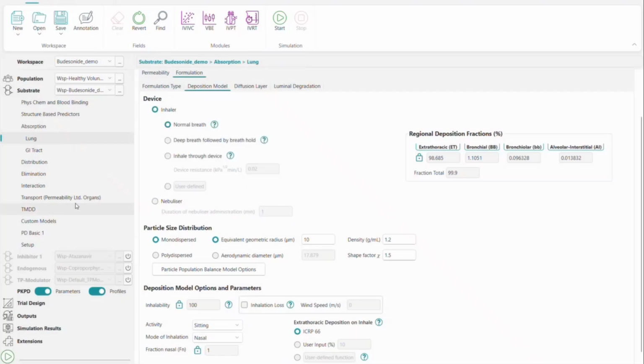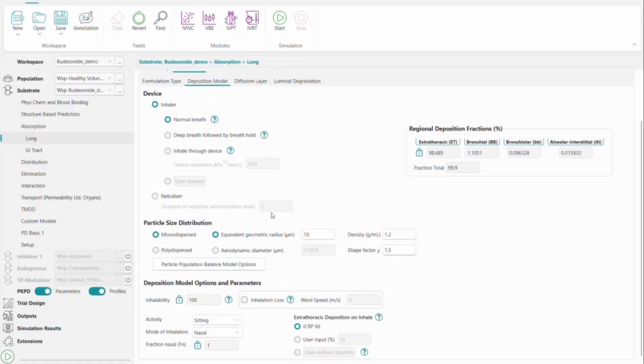Whereas with an inhaler, it seems like an instantaneous transfer of the compound into the lung fluid, or at least the particles in this case. There's a number of options there for the inhaler, and I'm going to talk about those in a moment. First, we'll go down. Ultimately, what we want to predict is the regional deposition fractions. By default, the predictor is being used. The user can enter their own values by locking that padlock.